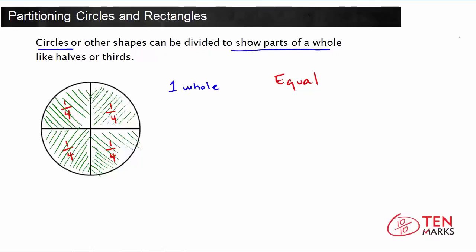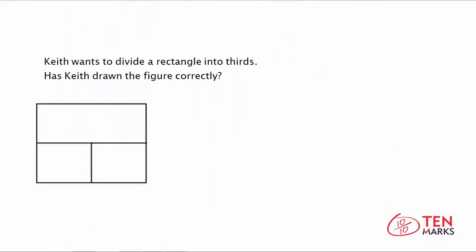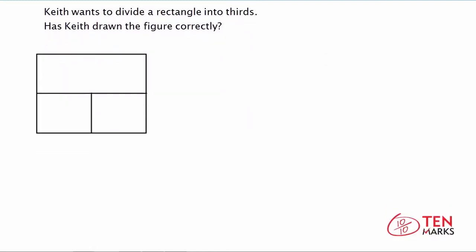Now let's take a look at a problem together. Keith wants to divide a rectangle into thirds. Has Keith drawn the figure correctly? Now thirds in terms of fraction look like this. So each part would be 1/3, or 1 of 3 parts of the whole. The big outer rectangle here, this represents the whole.